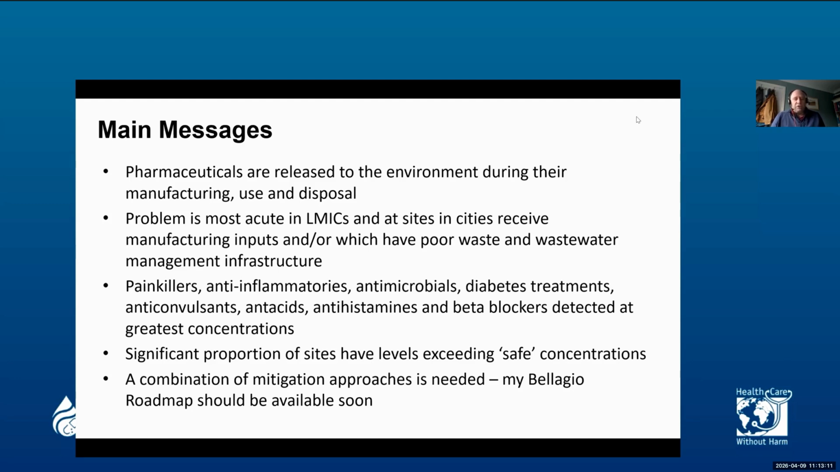We detect things like painkillers, anti-inflammatories, and antimicrobials at the highest concentrations. And when we take the concentrations that we see for some of these substances and compare them with safe concentrations for ecology and for resistance selection, we see that a significant proportion of sites monitored globally have levels of concern for ecological health and also for human health.